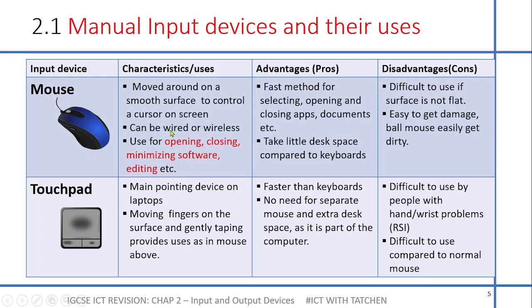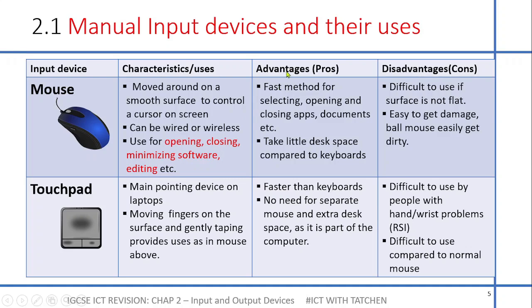A mouse can also be wired or wireless. So you can have a mouse with a cable like this connected to your computer, or it doesn't have a cable at all. You just use a dongle, you plug it into your computer, and you can access it with the wireless technology. Now, mice are basically used for opening, closing, minimizing software and others. So basically, that's what we use them for.